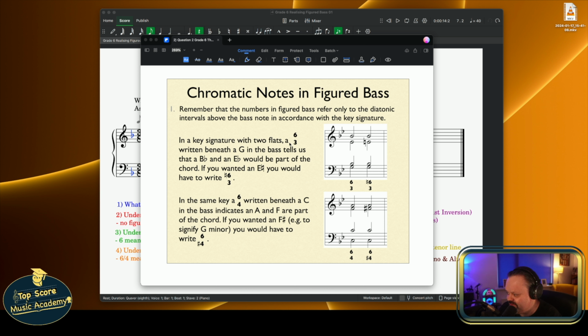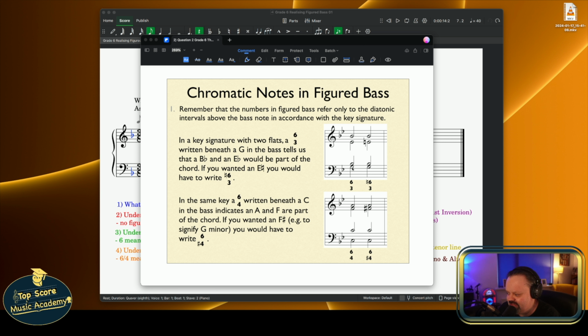So in a key signature with 2 flats, for example, you could have 6/3 as a figured bass written underneath your bass note, which implies a third and a sixth above that bass note, which would be a B flat and an E flat. And we've actually doubled the B flat in the soprano part there. So you end up with a B flat and an E flat for a 6/3 above that G. But say you wanted to have an E natural for whatever reason, maybe modulating or something, then you've got to indicate that in your figured bass as well.